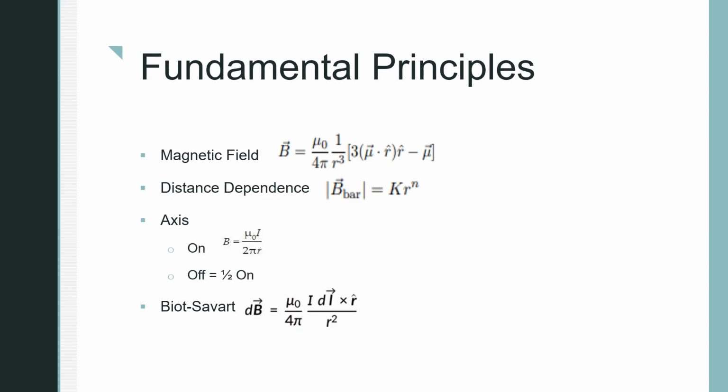The magnetic field B of a bar magnet can be described by the given equation. This equation shows the magnetic field depends on the distance r from the magnet and the magnetic dipole moment mu. We also use the Biot-Savart law to derive the on-axis and off-axis magnetic fields, which helped us predict the field strength at different distances.